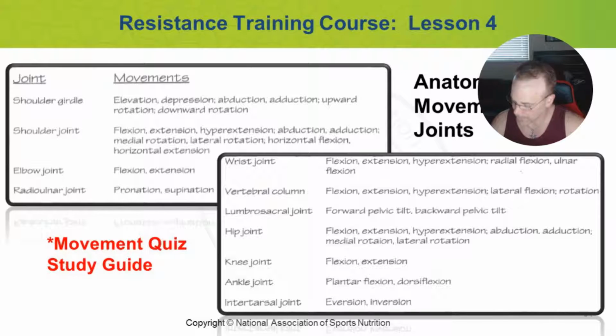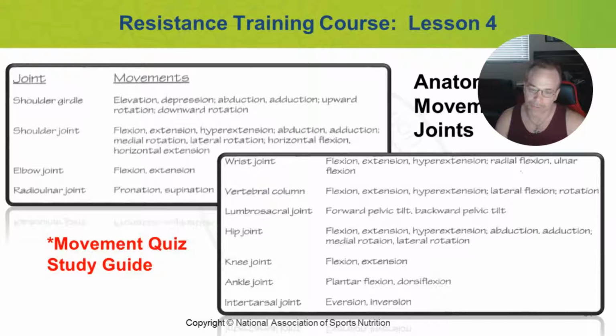We have the lumbosacral joint, and that's basically your hips, or your pelvic tilt is your lumbosacral joint. It's the bottom of your spine where it goes into your hip bone. Then you also have your hip joint, and that's where your legs come out. Your lumbosacral joint is how your spine goes into your hip bone, and your hip joint is where your hips connect to your legs. Your knee joint, you know what that is.